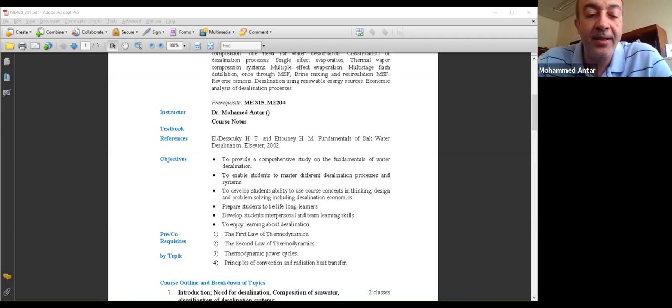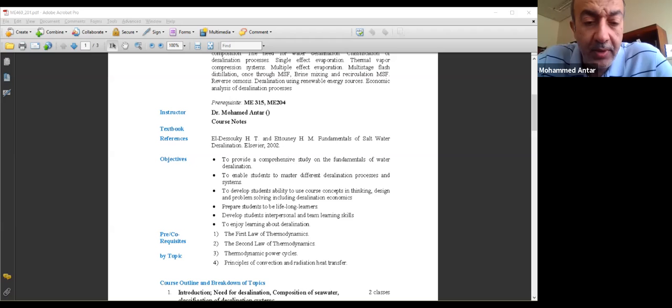Accordingly, talking about energy, we are going to deal a lot with the first law of thermodynamics. Sometimes to evaluate the quality of the operation of our plants, we can use the second law. For the thermodynamic power cycles, what we need from there is just to know that most of the thermal desalination plants are connected to power plants. So a prior knowledge of what the Rankine cycle is and what it does is needed. And this is basically what you have already studied in your Thermo 1 and Thermo 2.